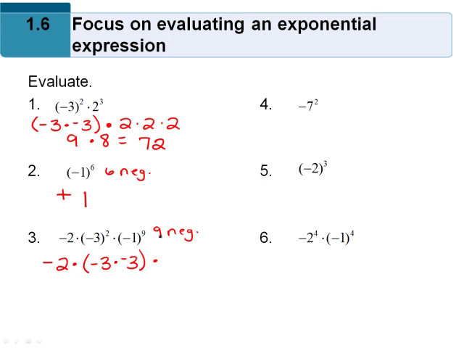So 9 is an odd number, which means it's going to be a negative answer, and 1 multiplied by itself 9 times is still 1. So you get -1 there. Okay? So now we go on to the next step.